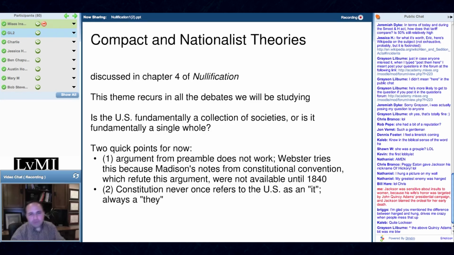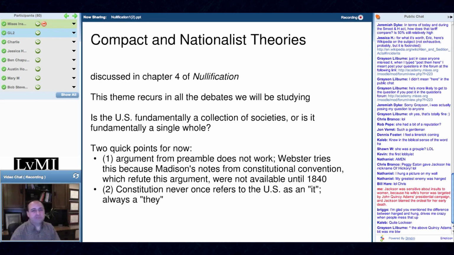Okay, now it's very important that we understand this point here. And there's a whole chapter on it in the book. So if you didn't have time to get to this, definitely make sure you read chapter 4, because you're going to notice that all these debates that we're talking about, ultimately, it's all going to come down to one of the people is a compact theorist and one's a nationalist theorist. Jackson and Livingston are nationalist theorists, and Littleton Waller Tazewell is a compact theorist. Joseph Story is a nationalist, Abel Upshur is a compact theorist, and so on and so forth.